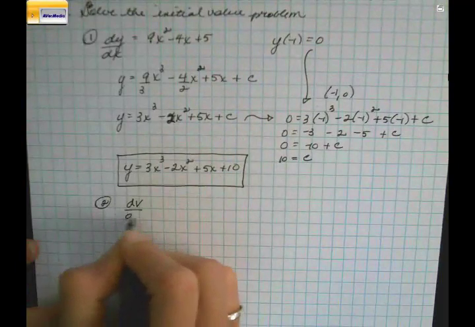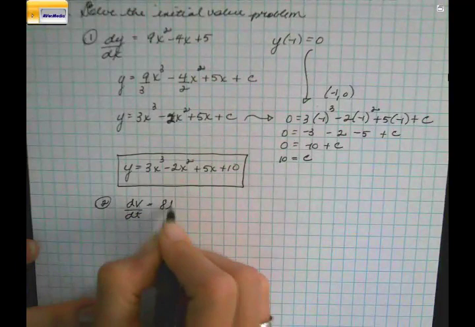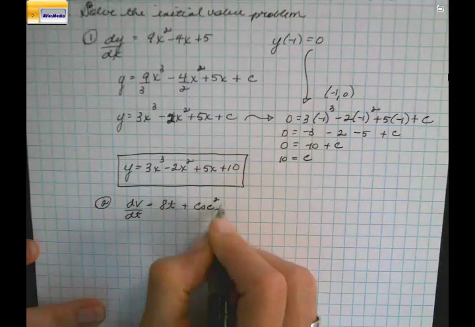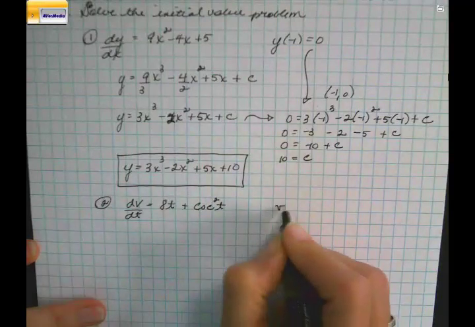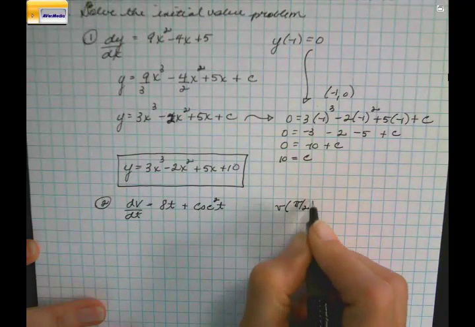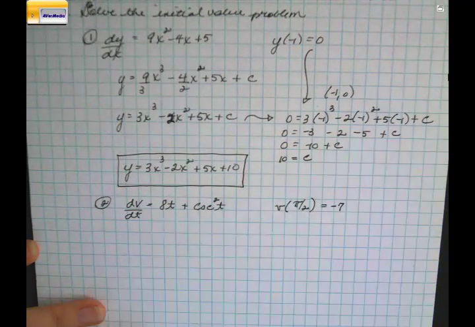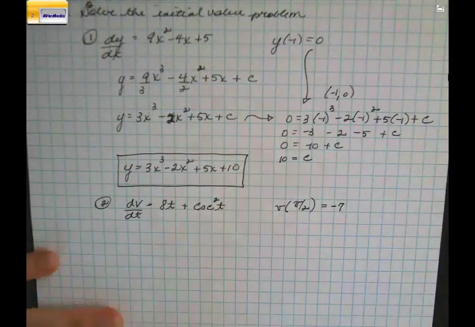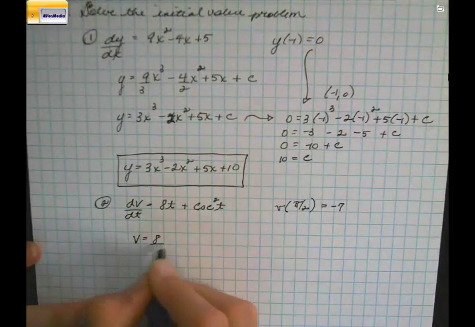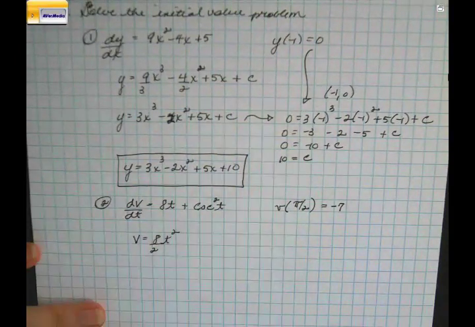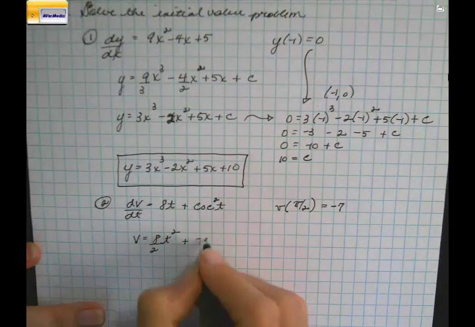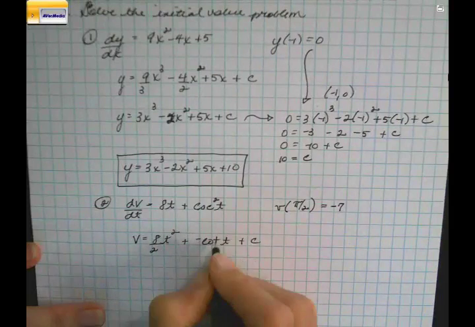Okay, suppose we have dv dt equals 8t plus cosecant squared t, and my initial value is that v of pi halves equals negative 7. So you're going to take the antiderivative, which is the same thing as integrating, and then use the initial value to come up with the arbitrary constant. So v is going to equal 8 halves t squared. Increase the exponent by 1 and divide by that number. The antiderivative of cosecant squared is a negative cotan t.